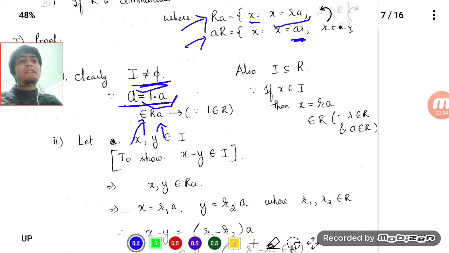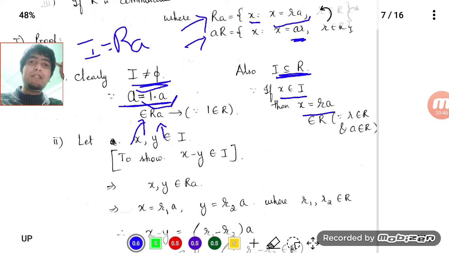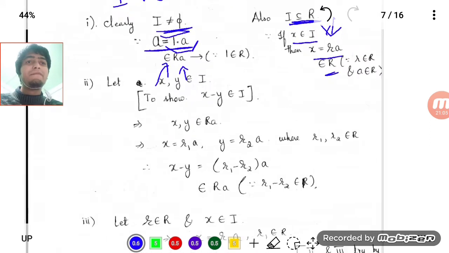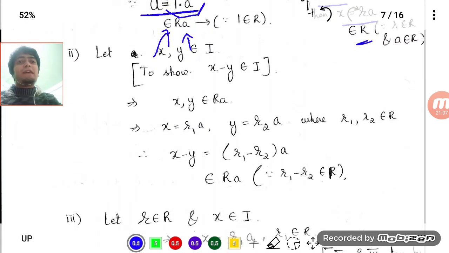It will also be a subset, because if you take any element of I, then you can express it as x equal to rA, where r belongs to R, and also A belongs to R because it is given. So that concludes number 1.